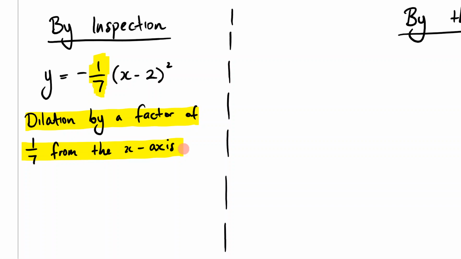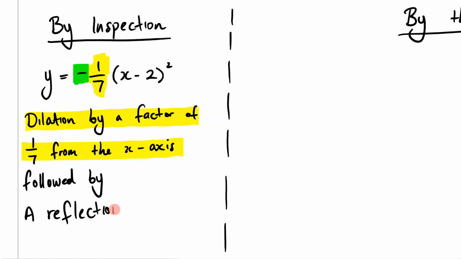Remember, you read things off by going dilations, then reflections, then translations. So the next thing that we would do is we would consider this right here, which is a reflection. And again, because it's on the outside of things, we say it's a reflection in the x-axis. So we get our pen again, and we're going to say followed by a reflection in the x-axis. Let's highlight that. Followed by a reflection in the x-axis.